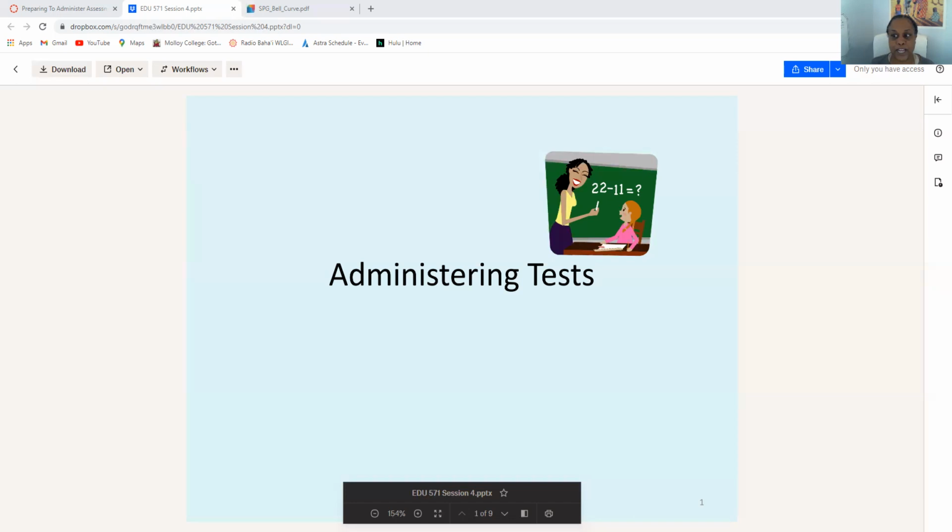Explained the basal, your entry point, and the ceiling is the point in which you just continue asking questions. And when you get to that point, you can say, okay, so that was really good. Thank you for your participation. Now we're going to go on to the next section. Most of these tests have multiple subtests, as you will see, and we will continue to discuss.